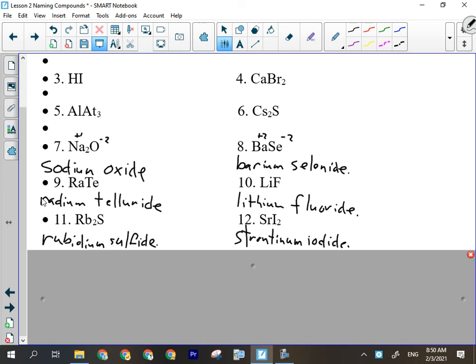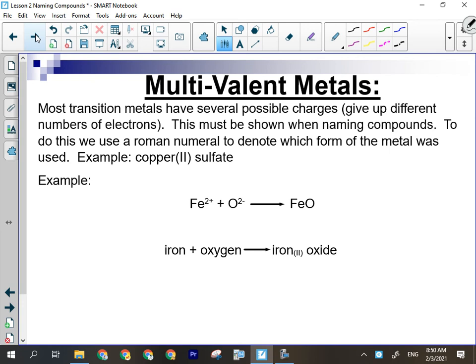That's the kind you would have done in Science 9. Now, we're going to move on to something that's new with ionic compounds that you wouldn't have done in Science 9. And that has to do with what we call multivalent metals. There are certain metals on the periodic table that behave, let's say, inconsistently. That is, sometimes they'll lose a certain number of electrons, and other times they'll lose more or less than that. Iron is a prime example.